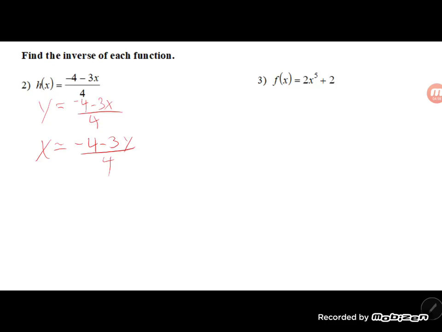I'm going to multiply both sides by 4. So I'll get 4x equals -4. I know I didn't show my work there. I'm challenging you guys to start doing some of these things mentally. If you need to show that, go ahead and do so.